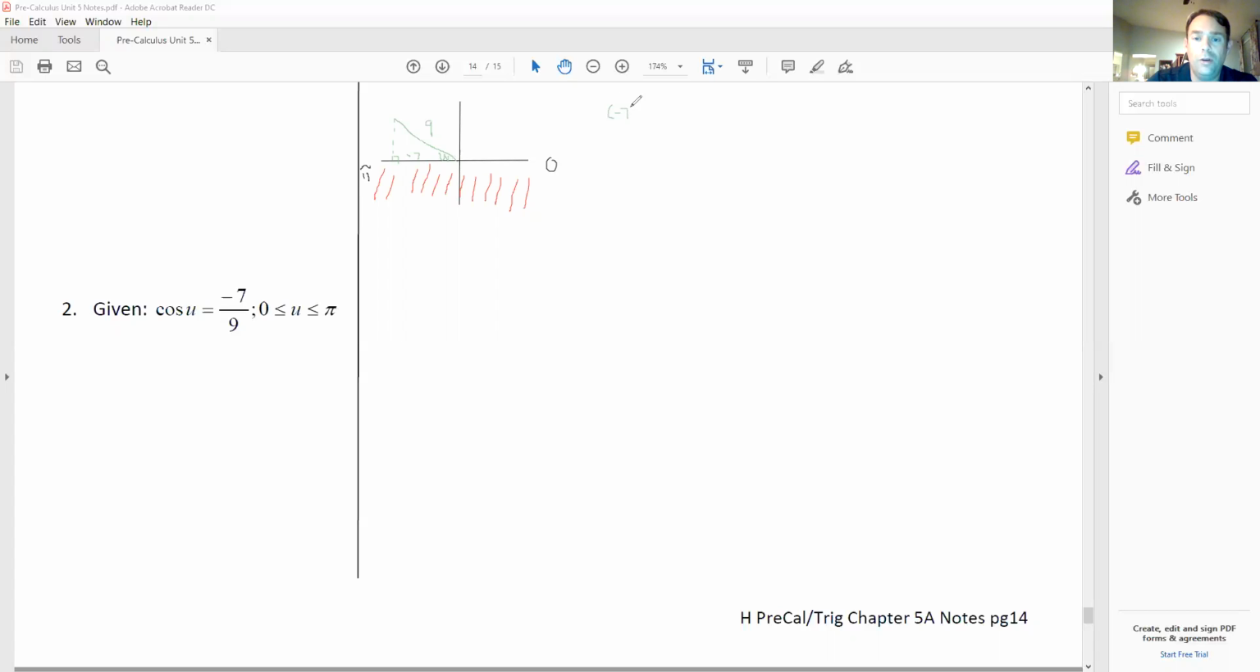So -7 squared plus y squared equals 9 squared. So 49 plus y squared equals 81. So y squared is 32. y equals plus or minus square root of 32. And looking at where y is at, we want the positive square root of 32.